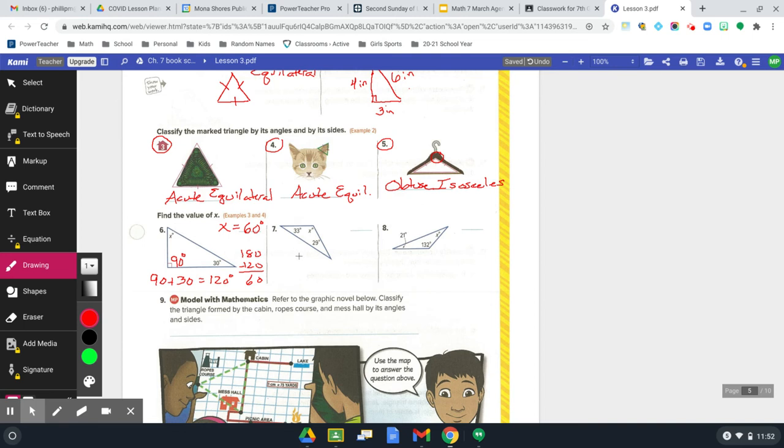Number 7, you have two measures here. You have a 33-degree angle and a 29-degree angle. So add those two together.